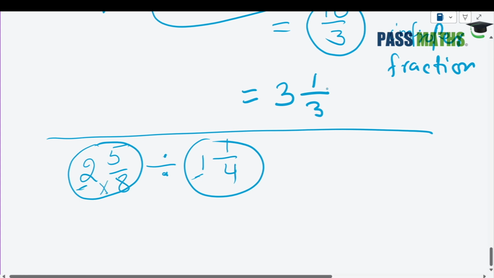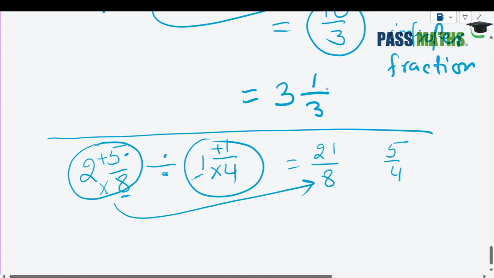So 2 times 8 is 16 plus 5 is 21. So 21, bottom number stays the same, 8 stays the same. That gives me this one. I repeat, 8 times 2 is 16 plus 5 is 21 over 8. Similarly here, 1 times 4 is 4 plus 1 is 5, 5 over 4. So first step, we convert our mixed numbers into improper fractions.